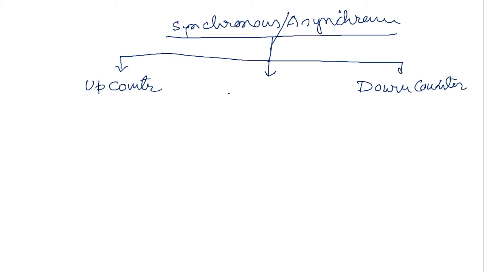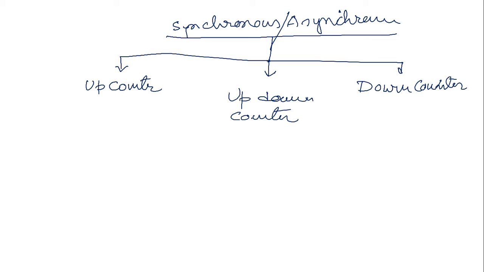And the third one is the up down counter. An up counter means the counter can be used to count the pulses 0, 1, 2, 3 in increasing order. Down counter means it counts in decreasing order, 10, 9, 8, 7, this way. But an up down counter can count 0, 1, 2, 3, 4 as well as 10, 9, 8, 7. But at a single time it acts as either an up counter or a down counter.